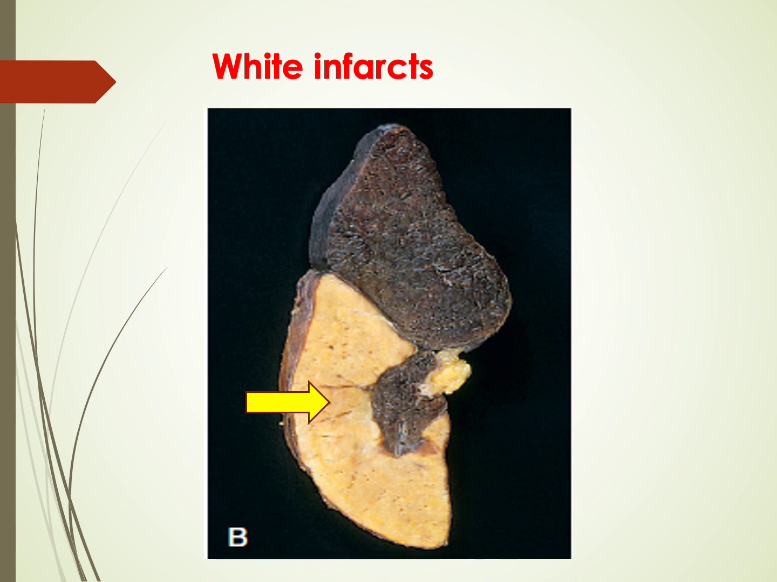This figure shows the gross or the macroscopic appearance of a white infarct in the spleen. As you can appreciate, we have a wedge-shaped pale area that is deprived of blood, and that's why we call it a white infarct.